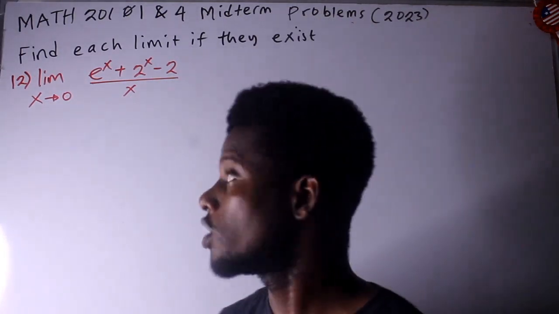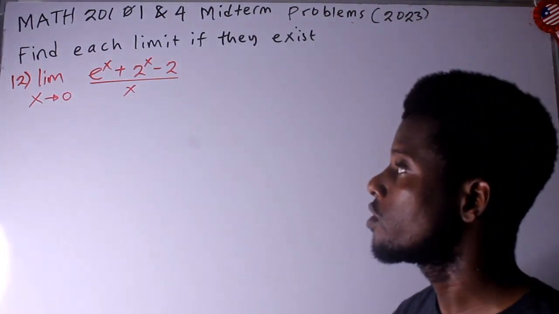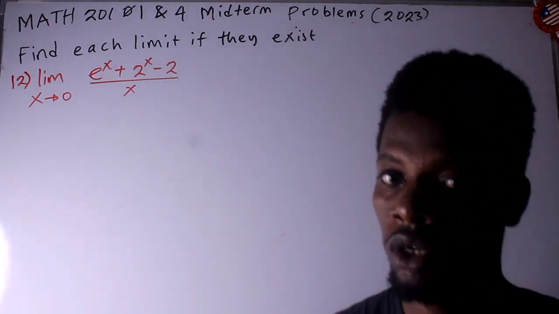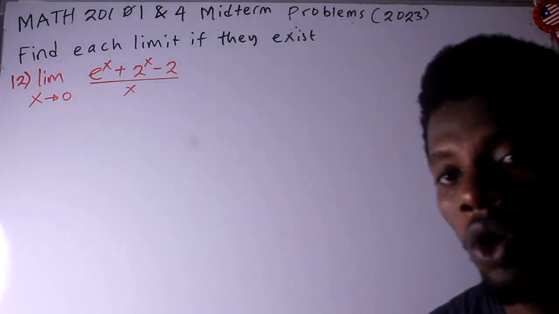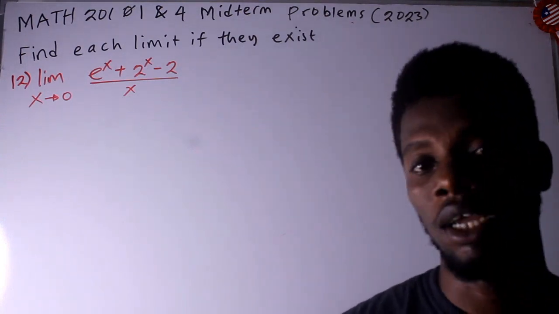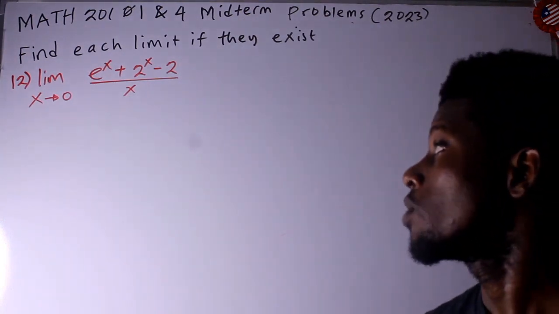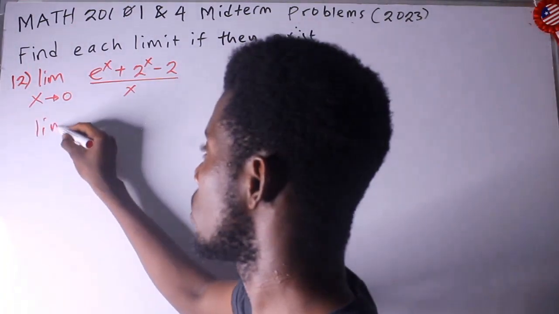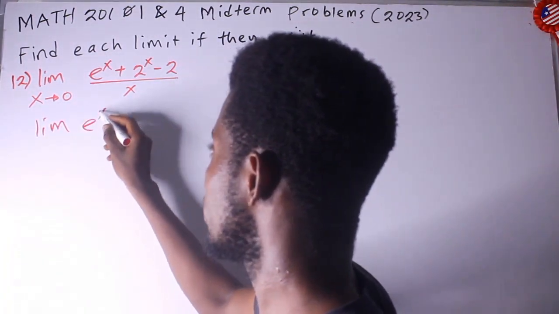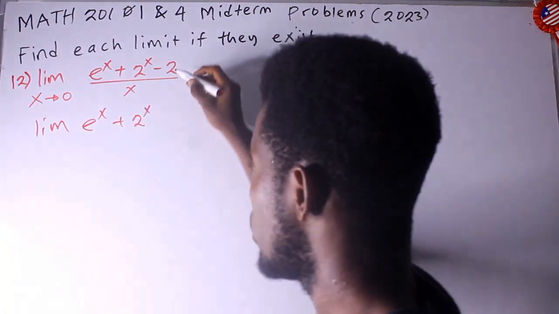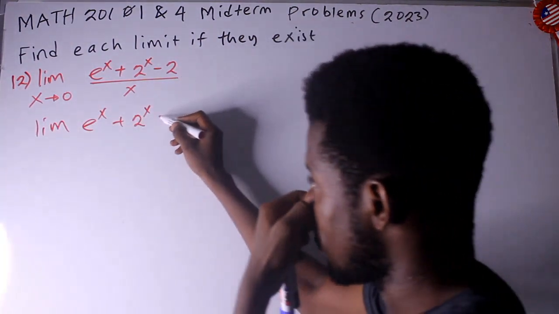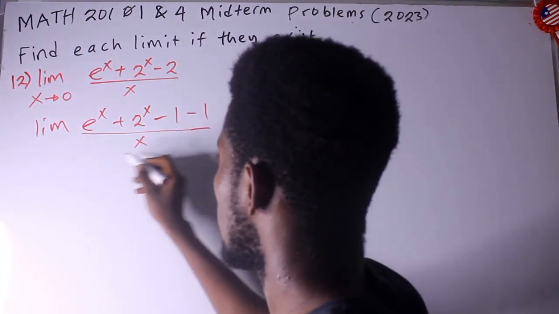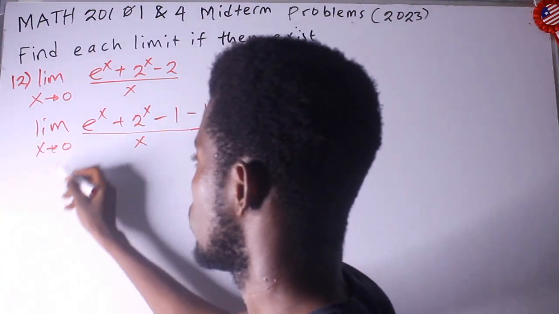Let's quickly solve question number 12. We have to evaluate the limit of e raised to the power of x plus 2 raised to the power of x minus 2, all divided by x, as x approaches 0. To do this, we have to distribute. So I'm going to have e to the x plus 2 to the x, and then this negative 2, I'm going to write it as minus 1, all divided by x as x approaches 0.